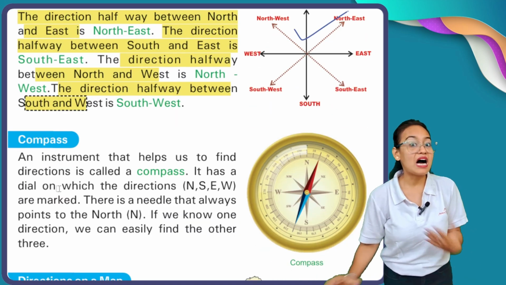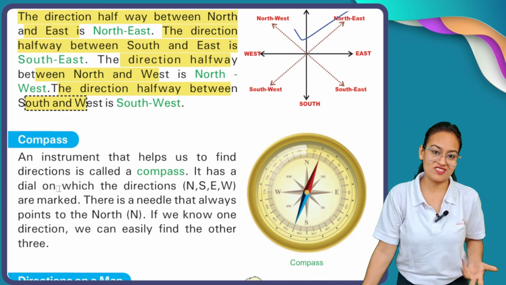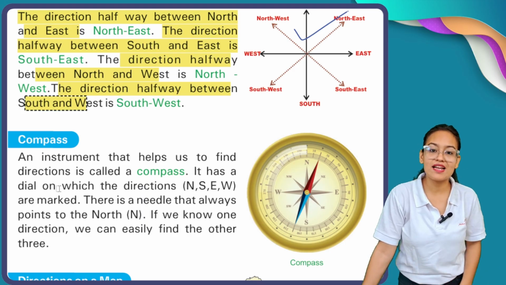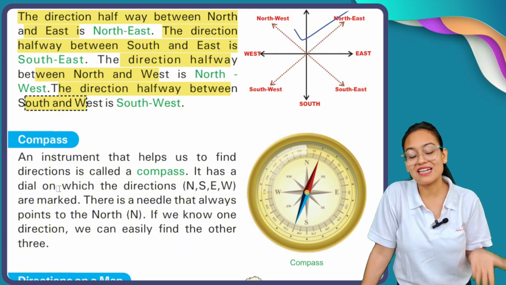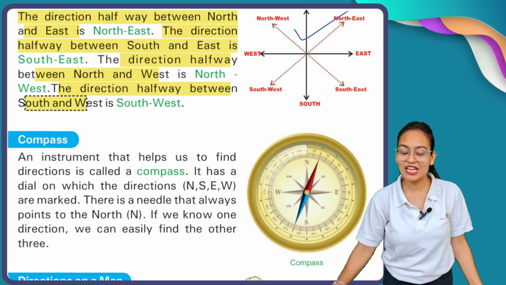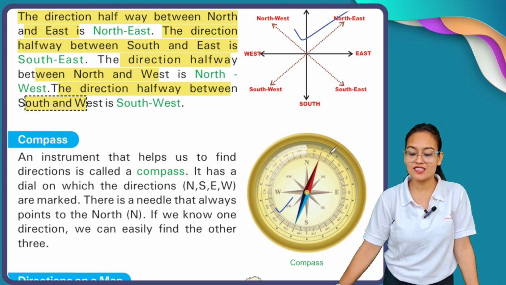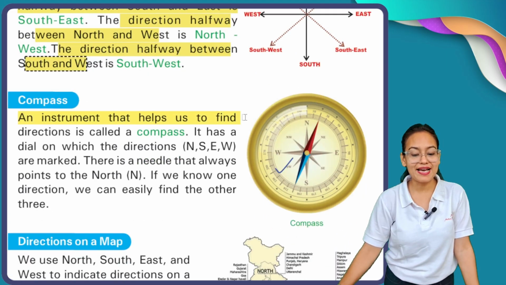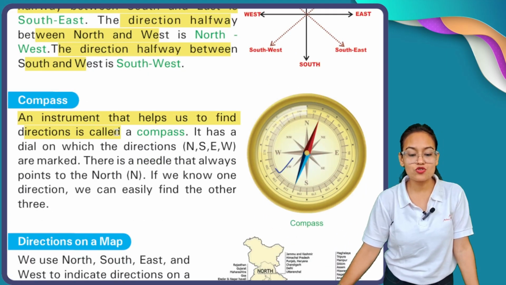Now, how are you going to calculate directions? To find out in which direction you are standing, we use a device named a compass. Let's see what the meaning of compass is. First of all, this is a compass. An instrument that helps us to find directions is called a compass.